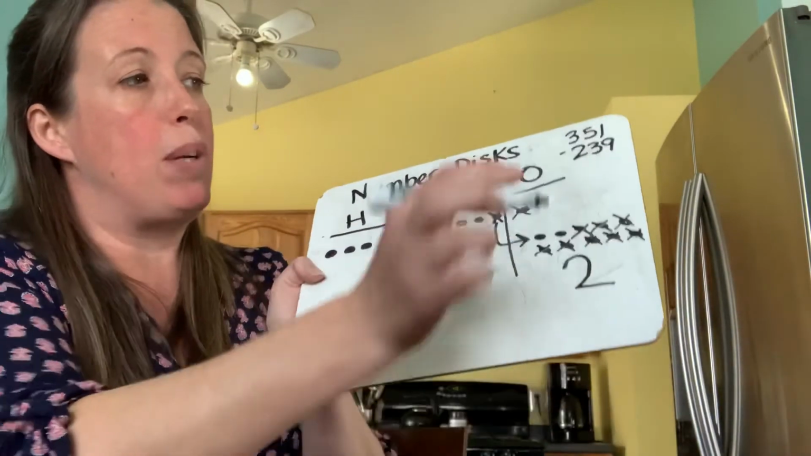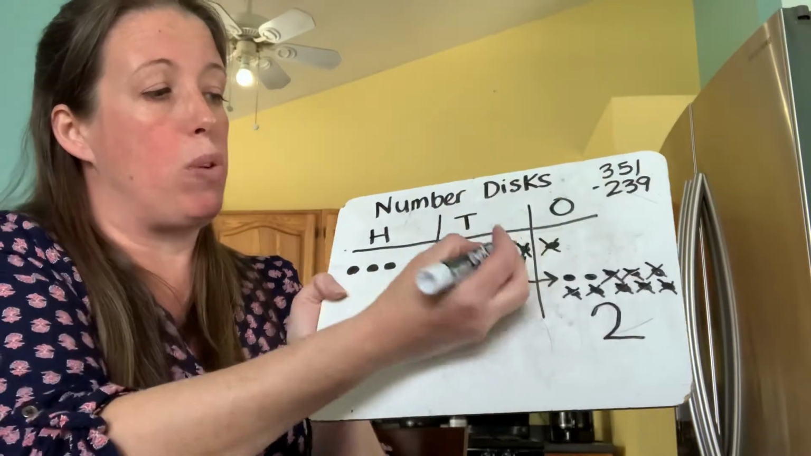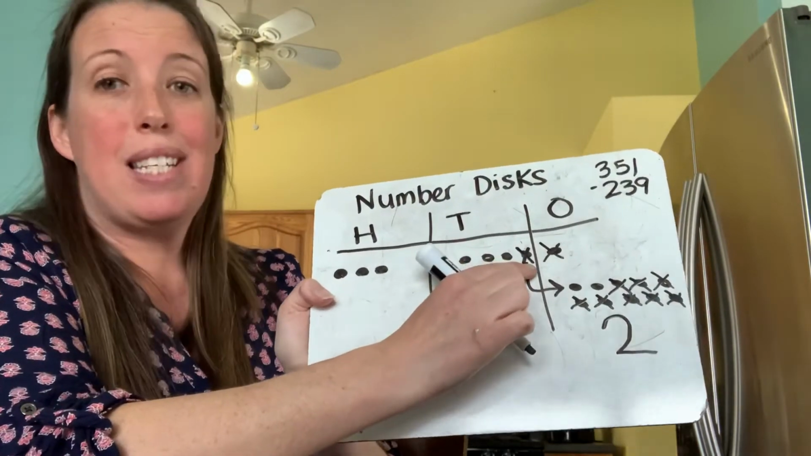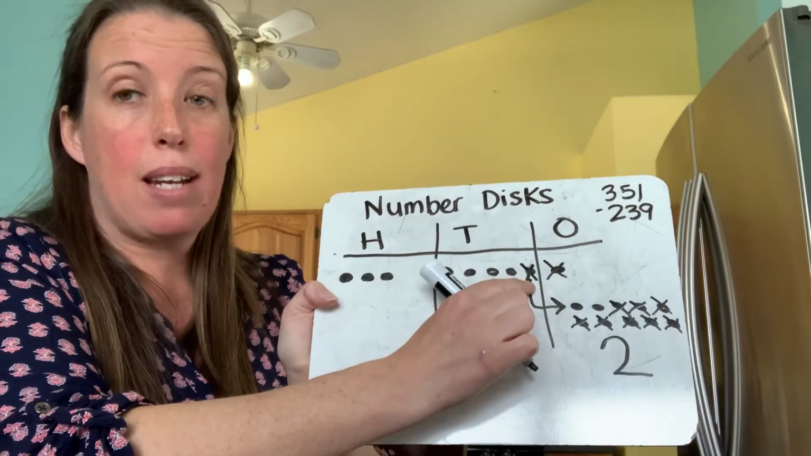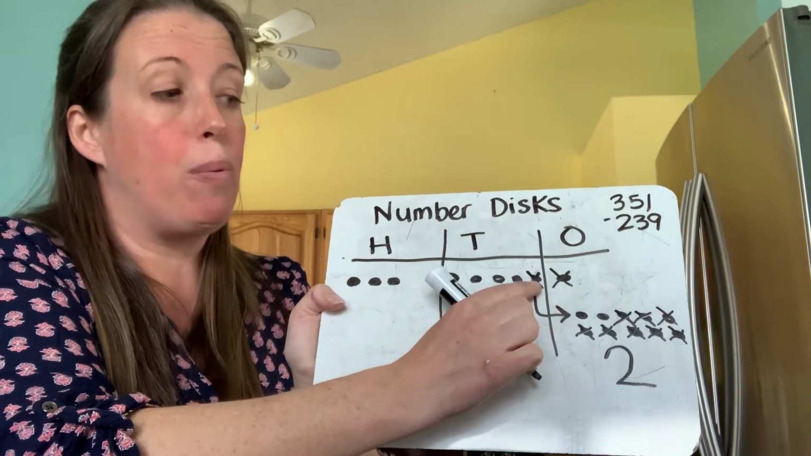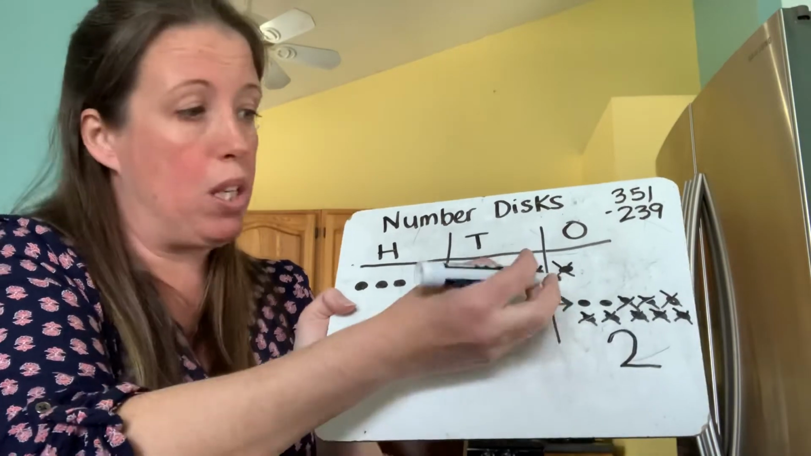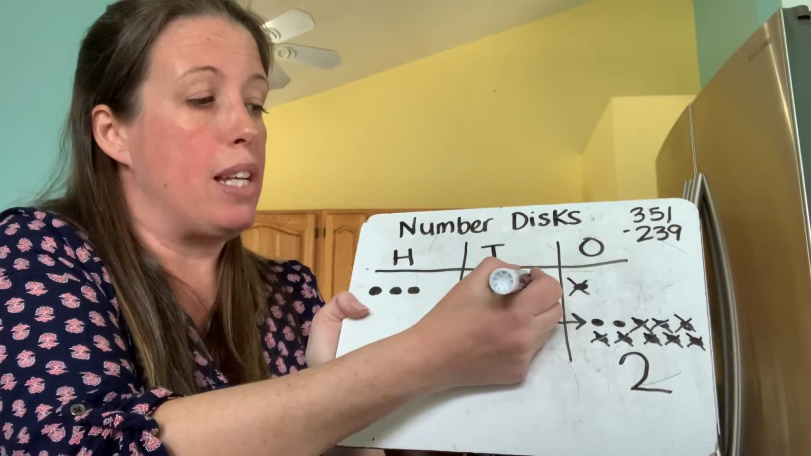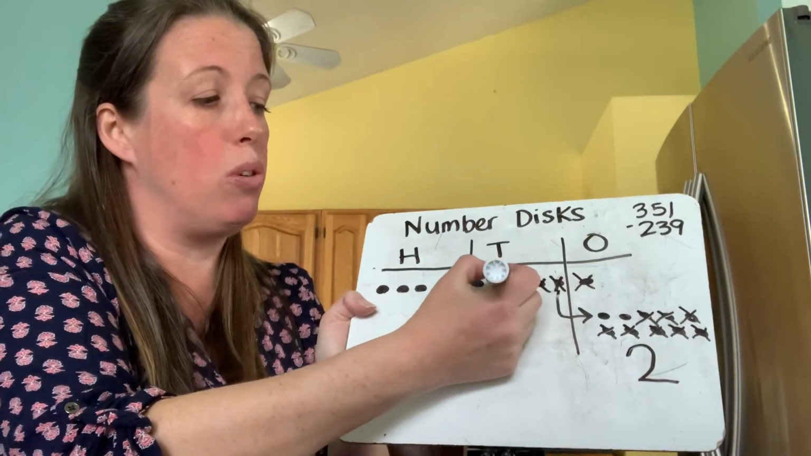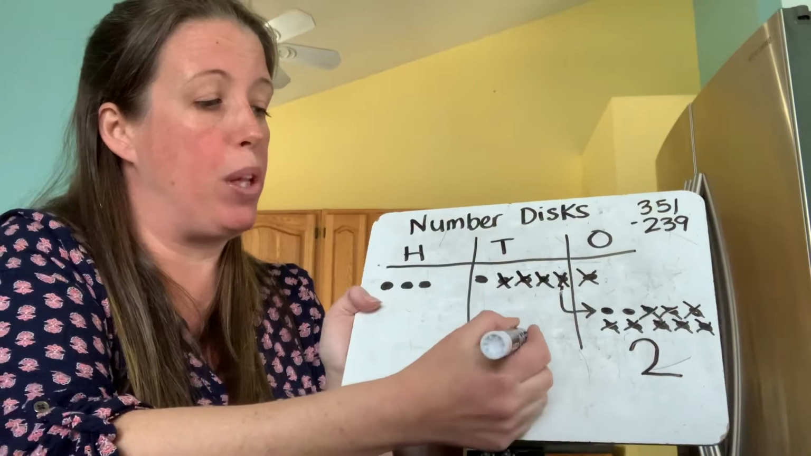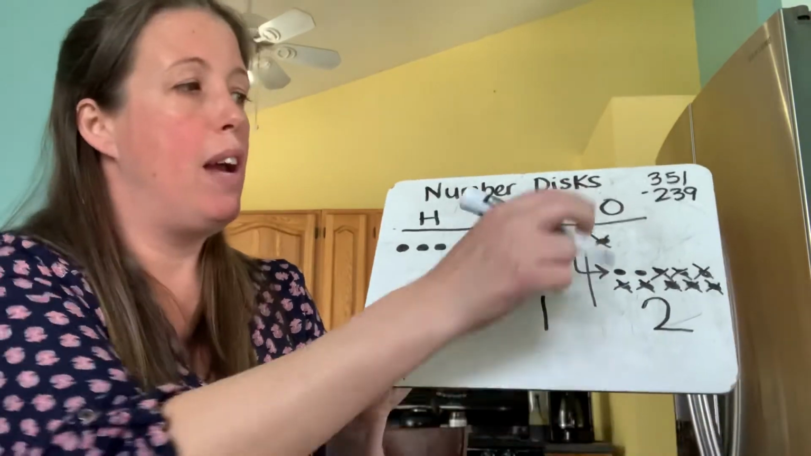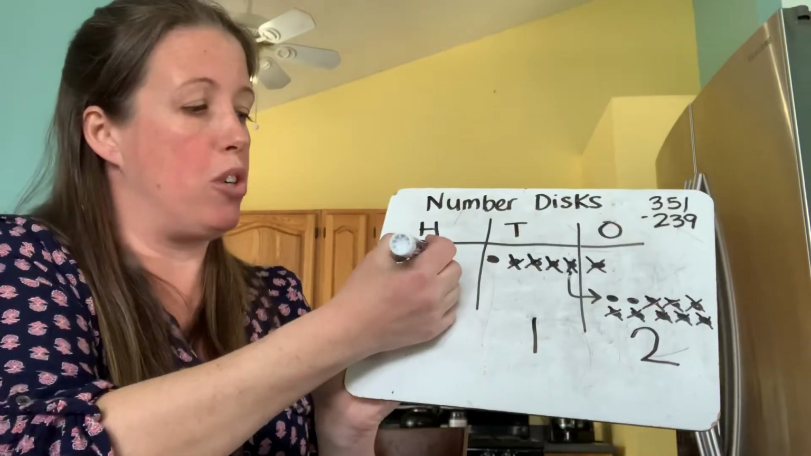Now I'm going to move on to my tens place, and they want me to take away 3 tens. This does not count as one of my tens that I'm taking away because this 10 was not subtracted, it was just regrouped. So I need to take away 3 tens. 1, 2, 3, and I'm left with 1 ten. And finally, I'm going to subtract 2 hundreds.